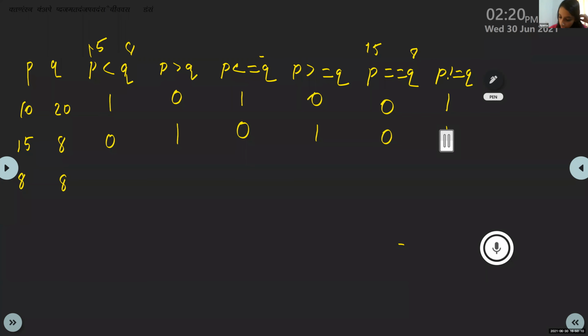Ma'am, 8 less than 8, false, 0. Then 8 greater than 8, false. Yes, correct. 8 less than or equal to 8, true. Yes, correct. 8 greater than or equal to 8, true. Then 8 equal to 8, true. And 8 not equal to 8, false.